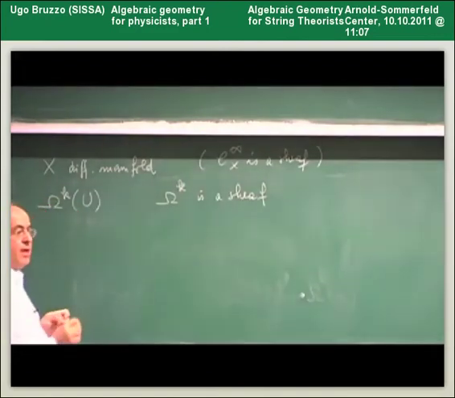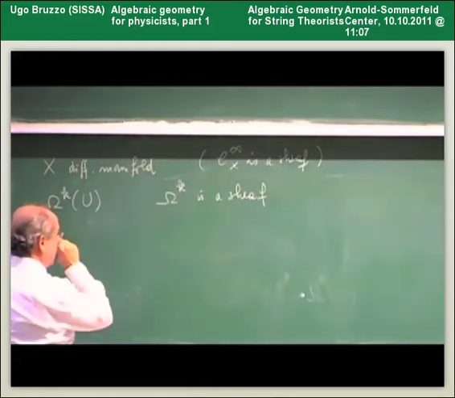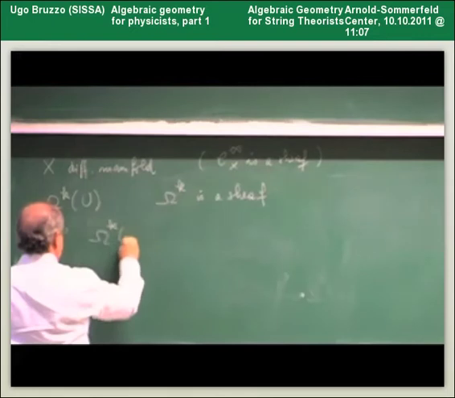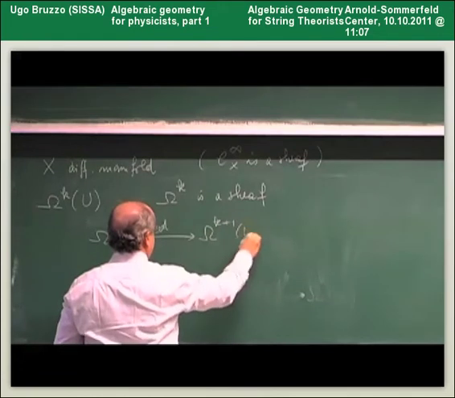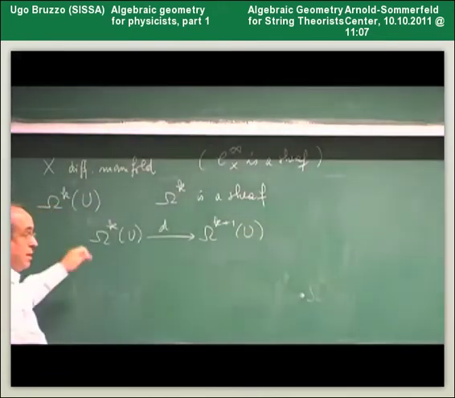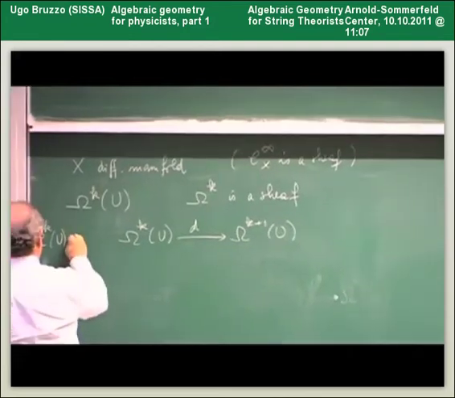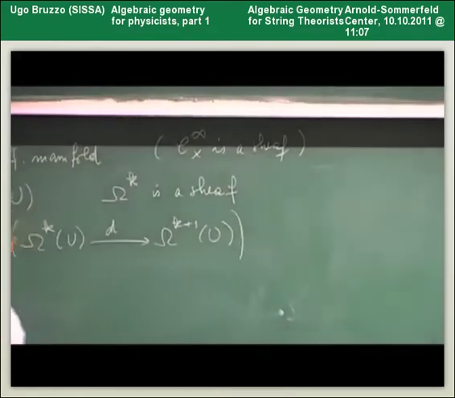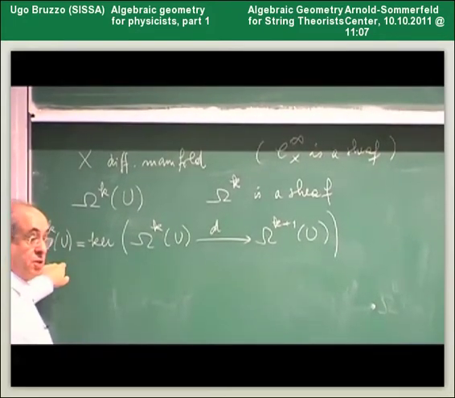Now we may consider two kinds of differential forms. The first is the closed differential forms. So you consider for every open set the Cartan differential, and you consider the kernel of this. These are the closed forms. And I claim that this gives rise to a sheaf.